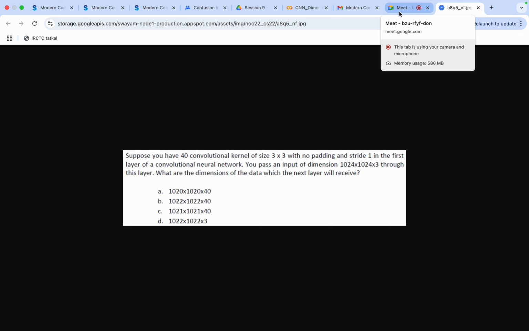Now you'll have some output. Let us say, I'm just guessing, 1021 is your width and height. And because you have 40 such filters, you'll have 40 in the channel, because for each convolution operation you'll have 1021 cross 1021 into 1.